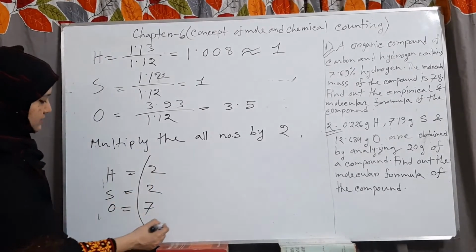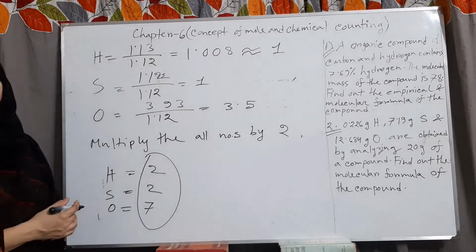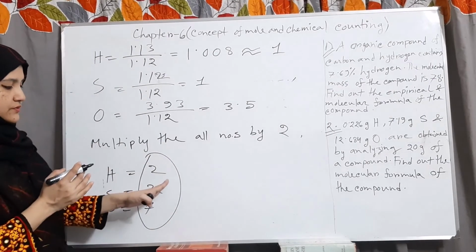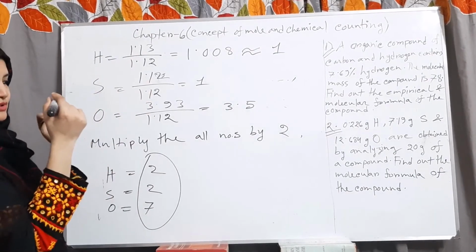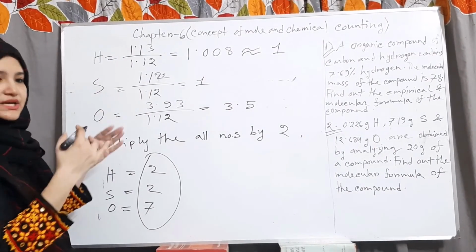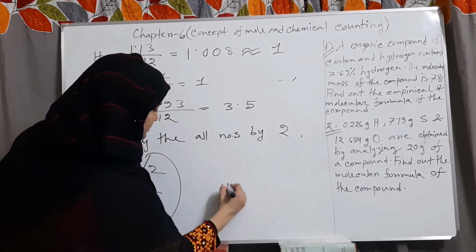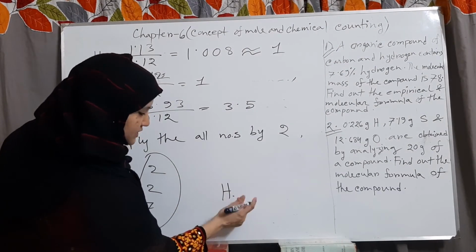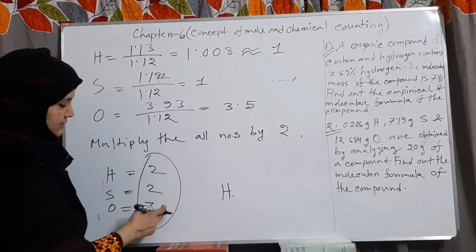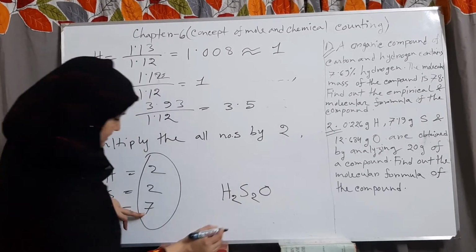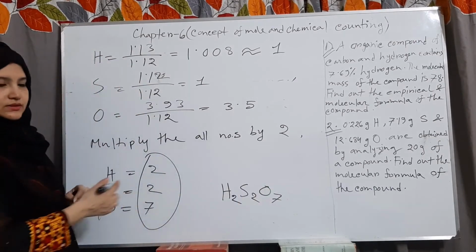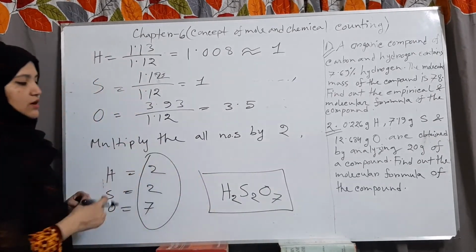This is our most reduced ratio of the elements which are present in the compound. So we write the empirical formula, putting these numbers as subscripts at the right: for hydrogen 2, sulfur 2, oxygen 7. This is the empirical formula of our compound.